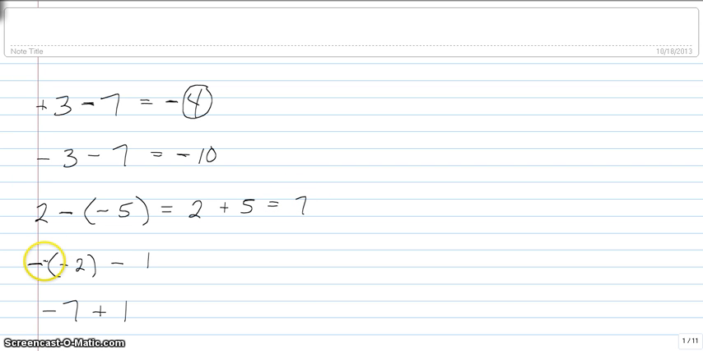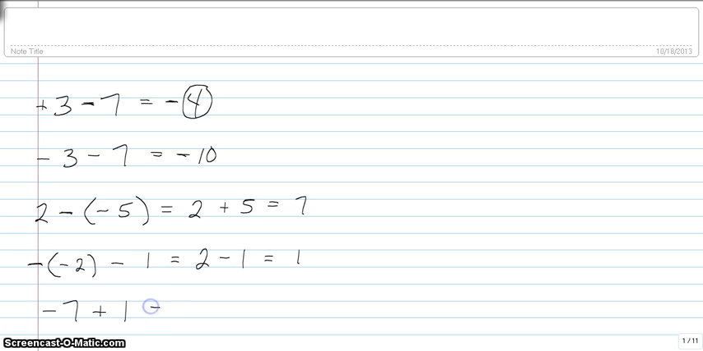And we see that same thing here. Here's the opposite of a negative, which would be positive. So that's really kind of a very easy problem in disguise. The opposite of a negative is positive. 2 minus 1 is 1.